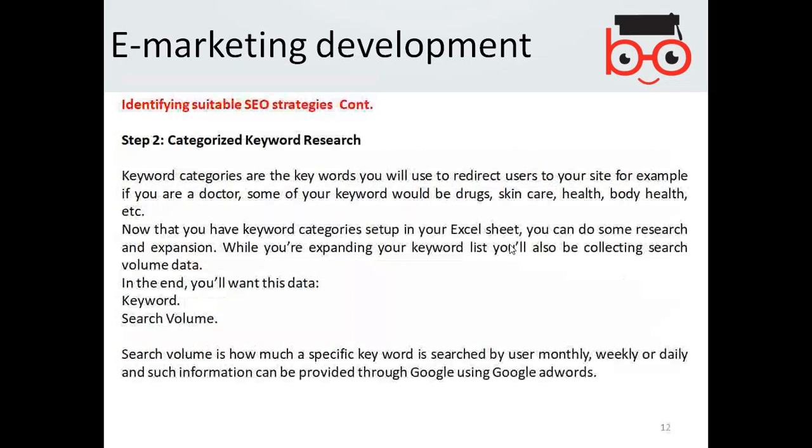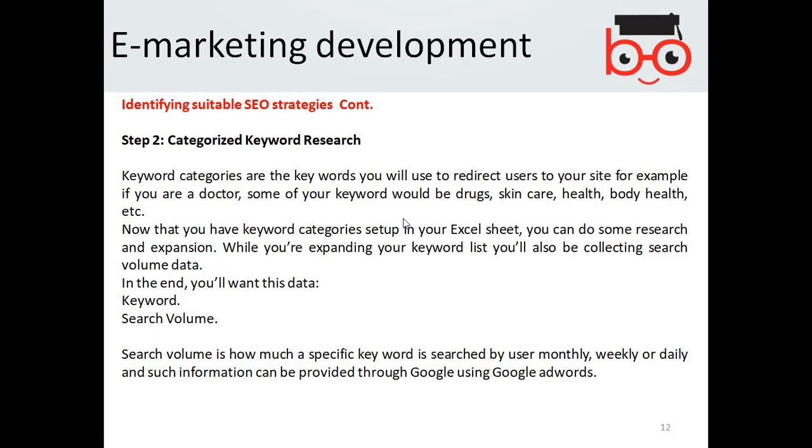Then the next step is to categorize the keyword research. The keywords are basically what your content should match. For example, if you are a doctor, then when somebody types drugs, skincare, health, body, etc., your website should have some relation with these keywords. And against these keywords, the search engine ranks your web page.